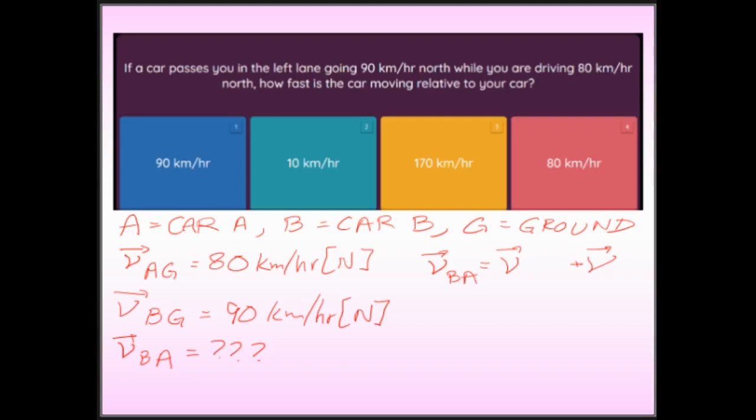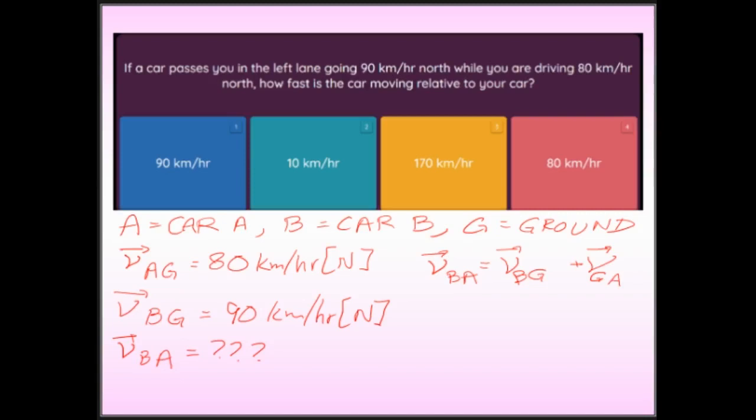So it's B here and G in the middle. G. Perfect. Okay, everyone, look at the inputs that we have. Do I have VBG? I do. Do I have VGA?